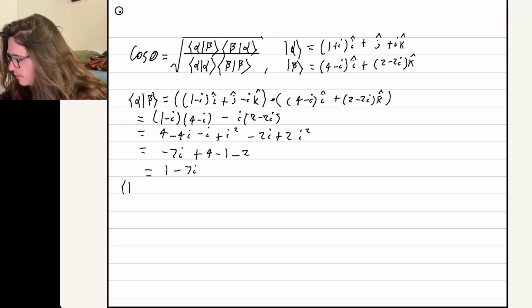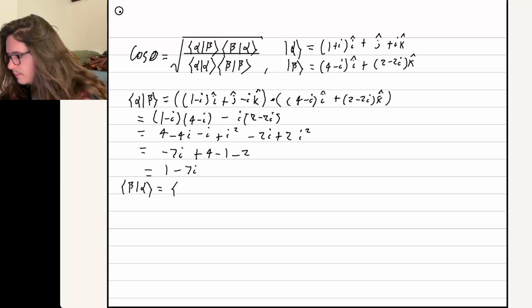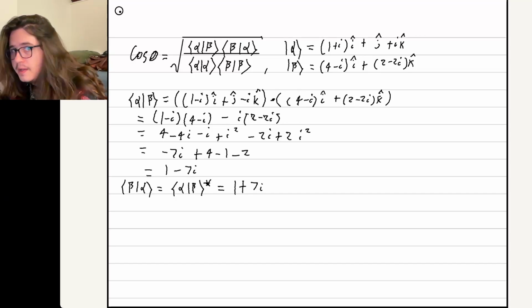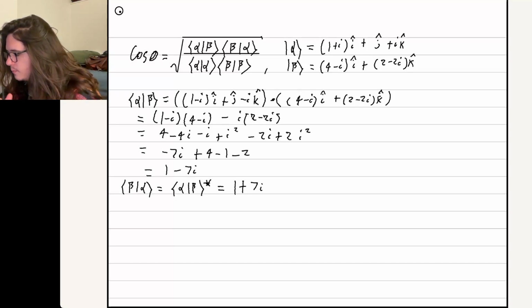The next inner product that we would do is beta with alpha, but we know that that's just going to be the complex conjugate of the one that we just did of alpha with beta. So complex conjugate of that. So then it's just 1 plus 7i. So we didn't even have to work for that one.